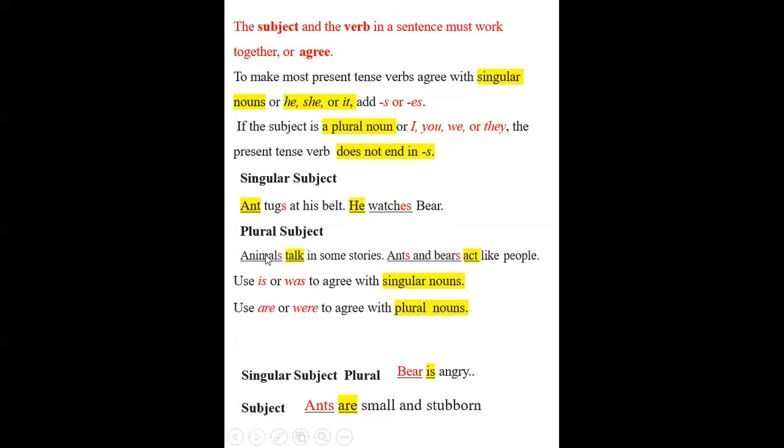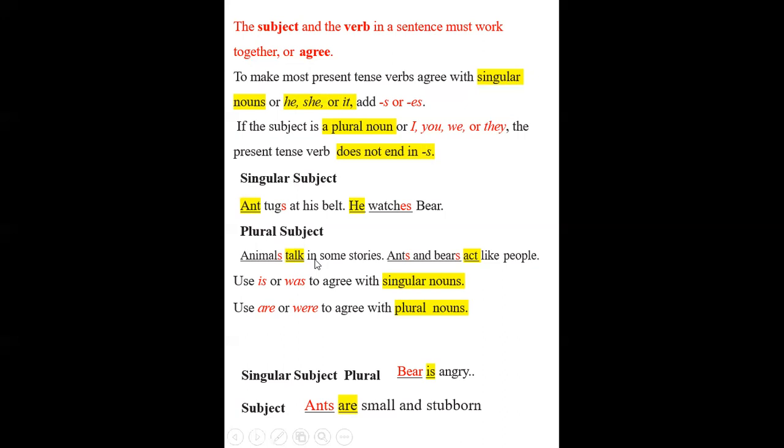Plural subject: we say animals talk. The s is here with the subject, so the verb must be without s. When we move this s to the verb, the subject will be without s. So we say animal talks, like that.